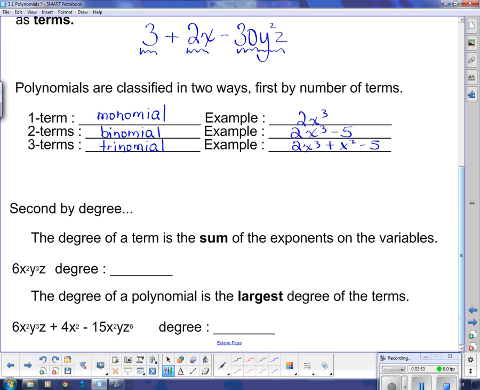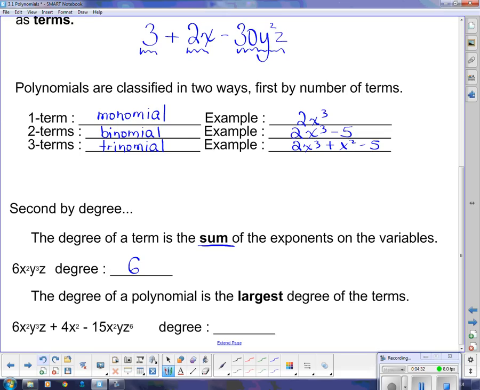Now, the other way we can classify it is by degree. What we mean by degree, the degree of a term is the sum of the exponents of the variables. So, for instance, this one down here, if I want to know what the degree of that term or that monomial is, I have to add up all the exponents. So there's two x's, three y's, and even though it's not written there, there's one z. So I have to do 2 plus 3 plus 1. So that's 6. This is degree 6 because I have two x's, three y's, and one z. So the degree of that term is 6.